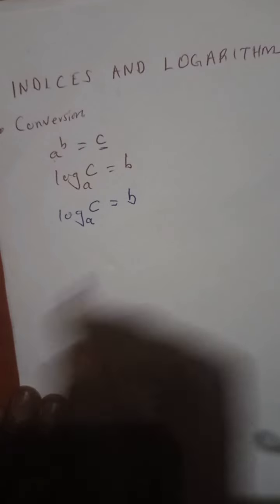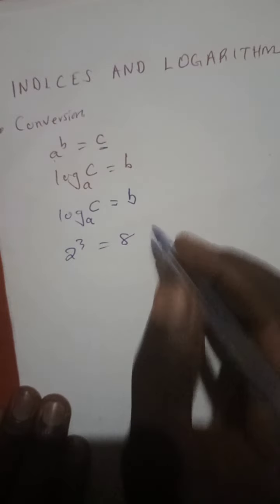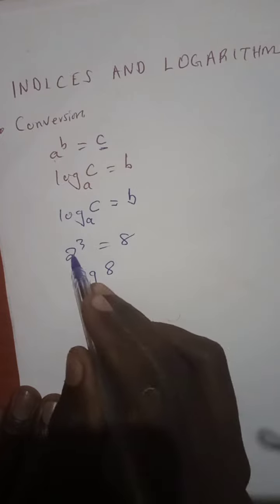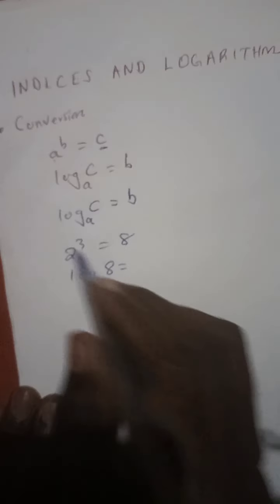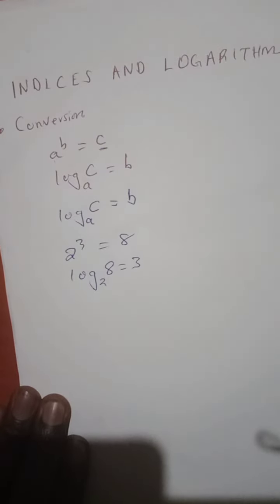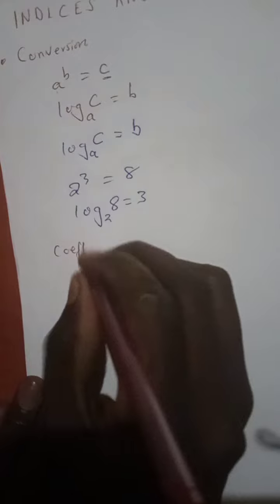So in terms of numbers, if given a number like 2 raised to 3 is equal to 8, it now becomes the logarithm of the answer, which is 8, then the base was 2, is equal to the power that was 3. So you'll be done. The second trick is a trick on the coefficient of logarithm.